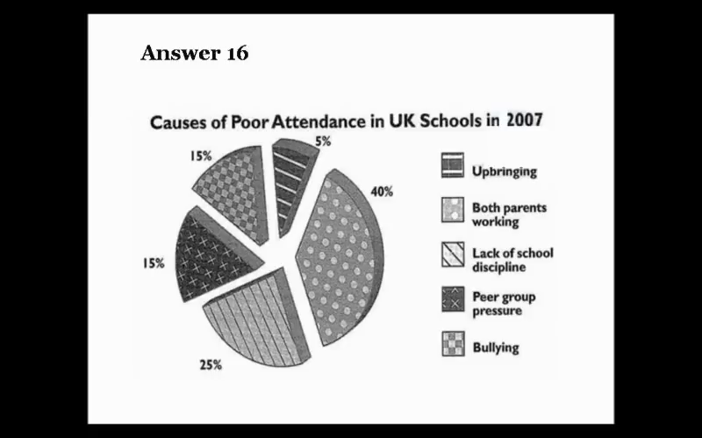According to the graph, the largest proportion goes to both parents working with a figure of 40%. And last but not least, the smallest proportion goes to upbringing with a figure of 5%. In conclusion, for the rest of the categories, the numbers are ranging from 15% to 25%.